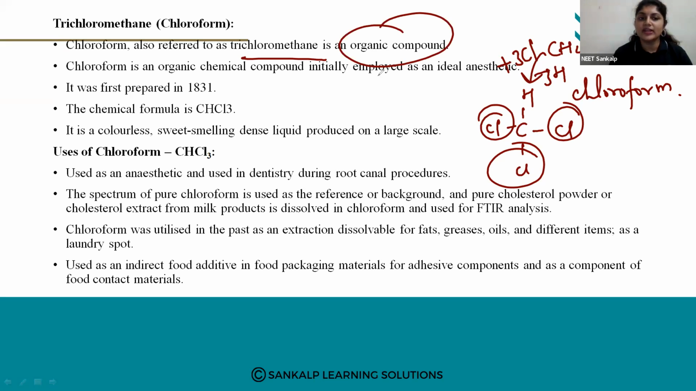So this is another organic compound, generally used as an anesthetic. It was first prepared in 1831. The chemical formula is CHCl3. It is a colorless, sweet smelling, dense liquid produced on a large scale. It is used as an anesthetic and in dentistry during root canal procedures.